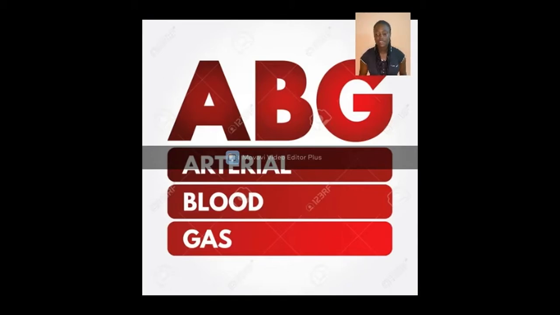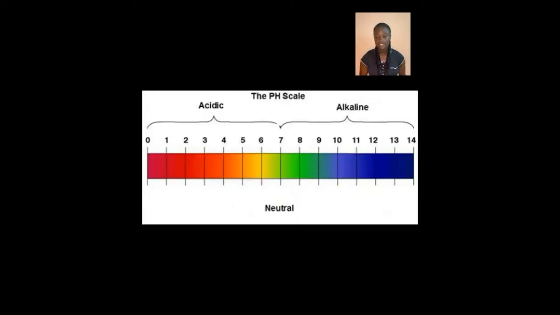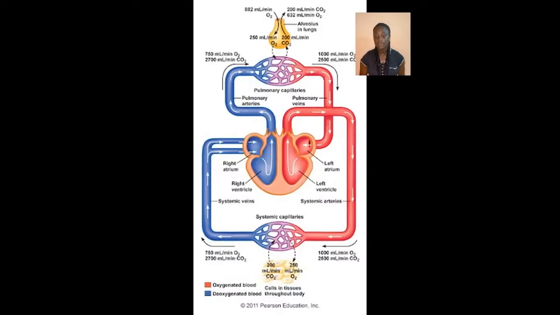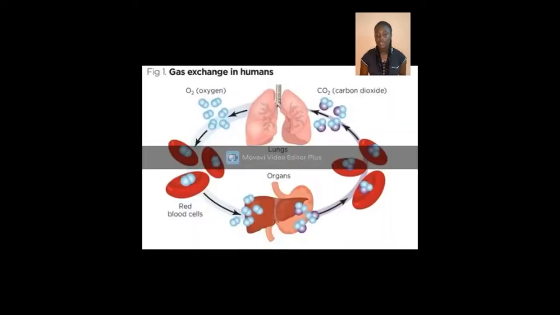Arterial blood gas is also known as an ABG. This test measures the acidity, pH, and the levels of oxygen and carbon dioxide in the blood from an artery. It is used to find out how well your lungs are able to move oxygen into the blood and remove carbon dioxide from the blood.